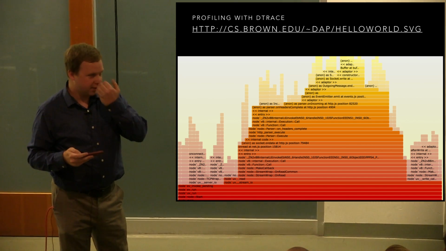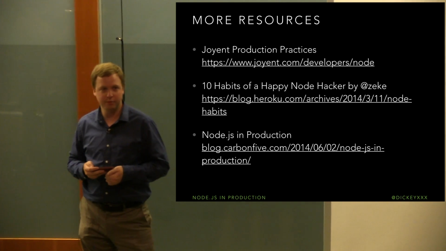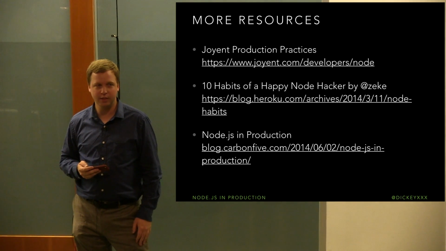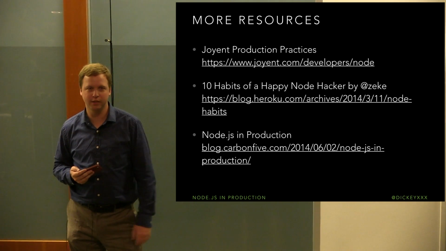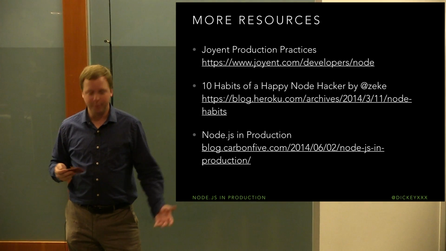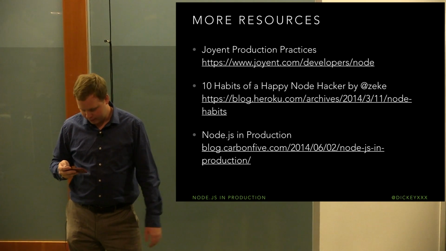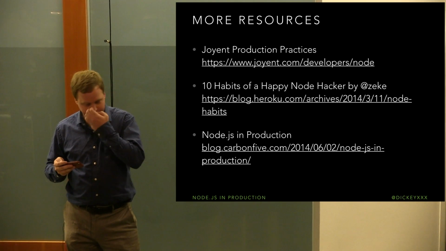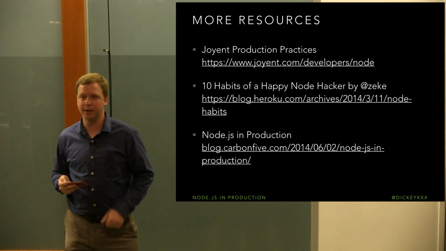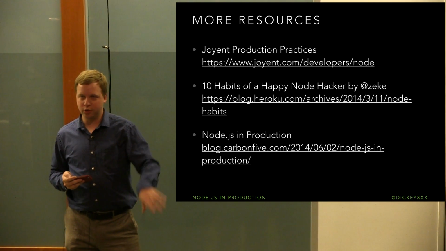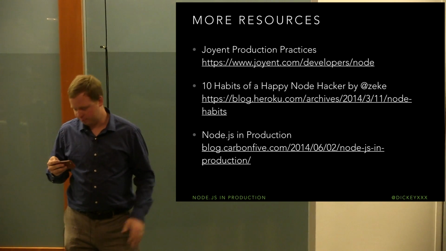Some more resources. I'll put these slides up so you guys can see them, but the Joyent Production Practices is my Bible. It is the best guide on how to run Node in production there is, probably with good reason since it's Joyent. But it's great. If you're running Node in production, you should read everything in it. Also, 10 Habits of a Happy Node Hacker. This is by Zeke. He used to work at Heroku, but now he's working for NPM. And it's just 10 quick little tips like that package.json I showed to make your Node life better.